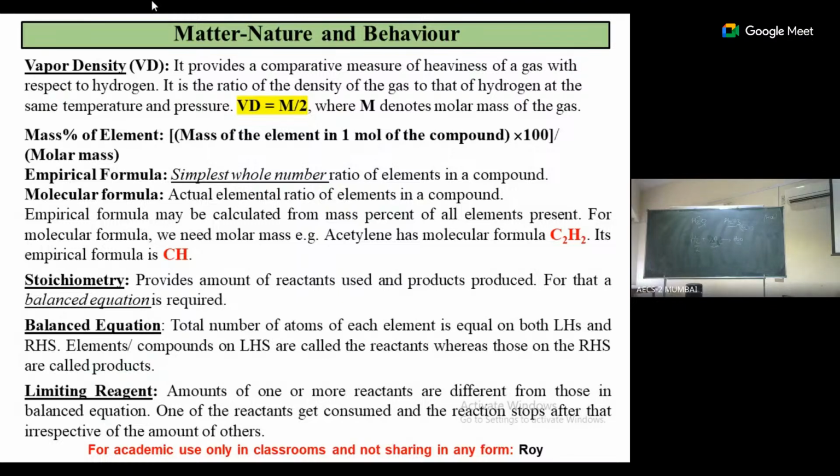Vapor density. What is the definition? Relative density of a gas with respect to hydrogen. So it defines how dense or how heavy a gas is with respect to that of hydrogen. It is the ratio of the density of the gas to that of hydrogen at the same temperature and pressure. Okay? Because at different temperature and pressure, the density will vary, right? So it can be shown that the vapor density of any gas is nothing but molar mass divided by 2, where M denotes the molar mass of the gas.